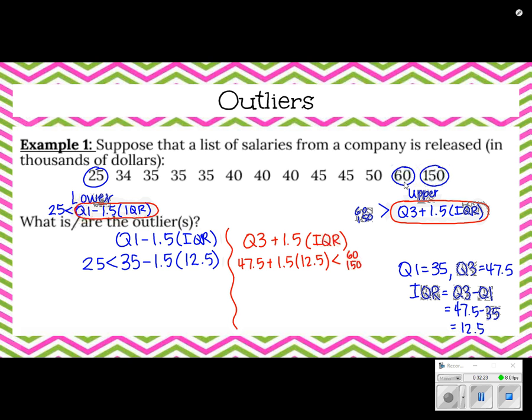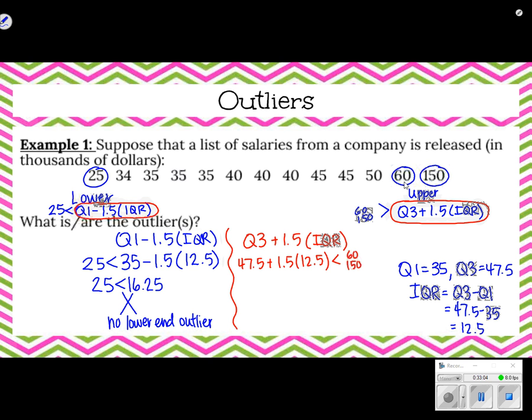All right, I'm doing 35 minus 1.5 times 12.5, and I get a value of 16.25. So is 25 less than 16.25? It is not. So there is no lower end outlier. Okay, now 34, not even an option, right? 25 is not going to be an outlier, 34 isn't. Outliers have to happen at the ends.